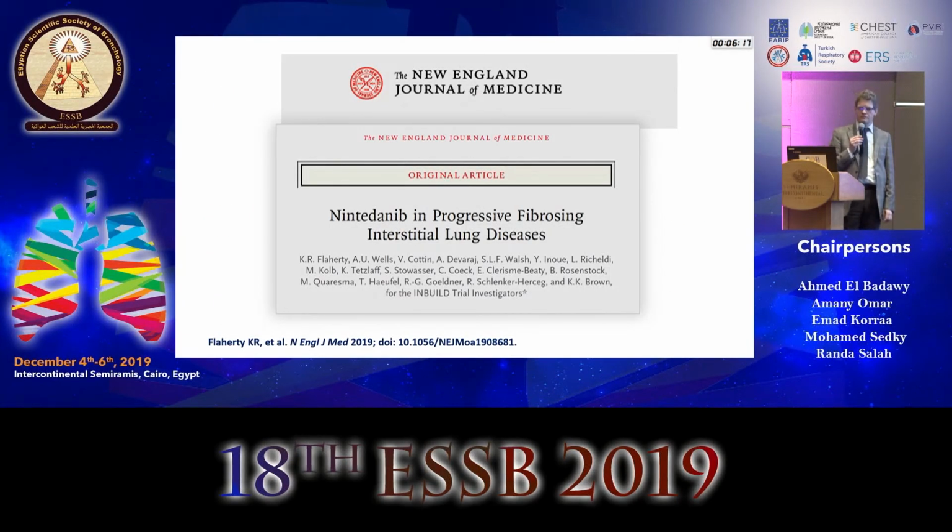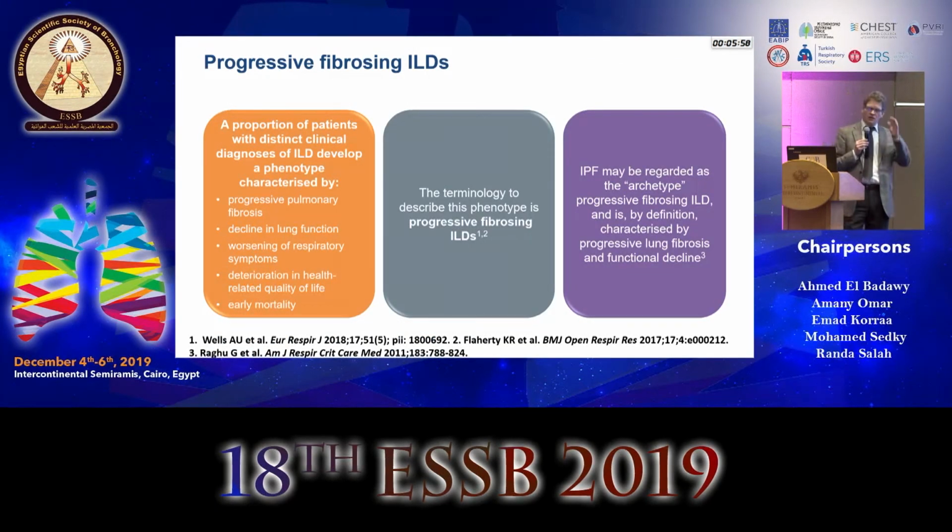A few months later, just ahead of the European Respiratory Society Congress, end of September, this article appeared, again in the New England Journal of Medicine: Nintedanib in progressive fibrosing interstitial lung disease. What does it mean? Not only in IPF, not only in systemic sclerosis, but in many interstitial lung diseases, we have a phenotype characterized by progressive fibrosis with decline in lung function, worsening of respiratory symptoms, deterioration, and early mortality.